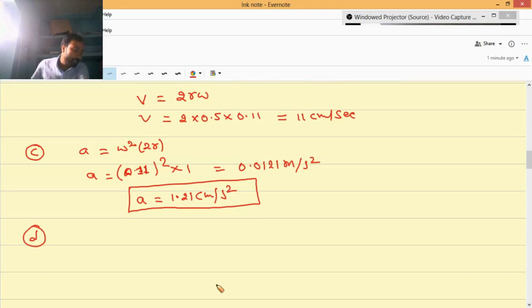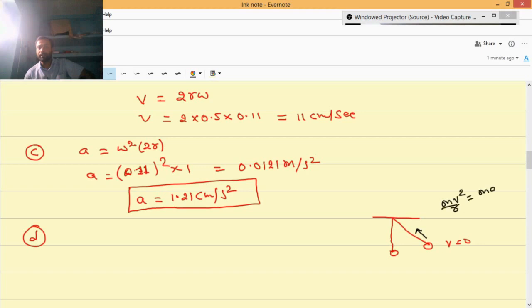In the D part, what is asked is the acceleration of this particle when it is at the extreme position. So now we have to evaluate the value of acceleration when it is at the extreme position. See, this is the mean position and this is the extreme position. At the extreme position, velocity is 0 there. So when the velocity is 0, the centripetal acceleration towards the center, which is because of the mv square by r force, where v square by r acts as an acceleration, is 0 since v is 0.